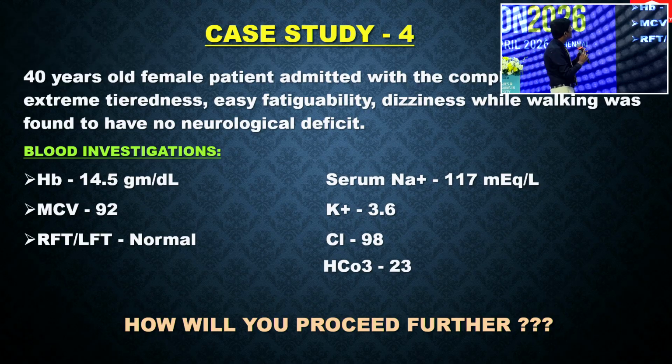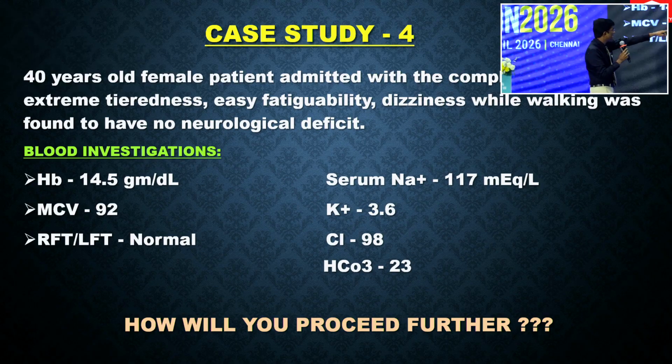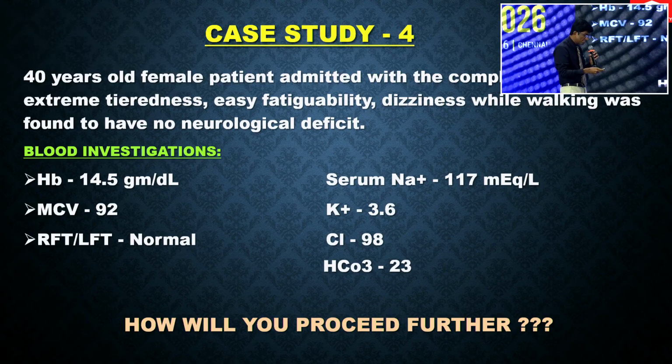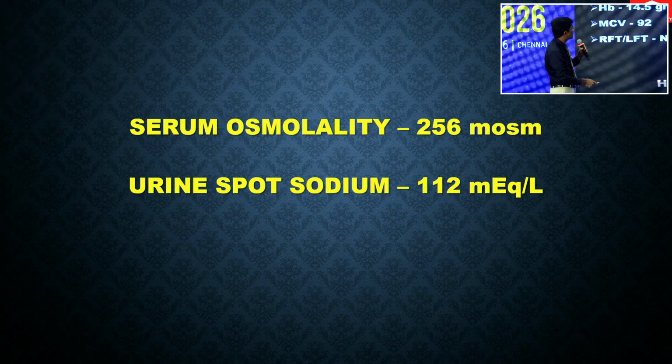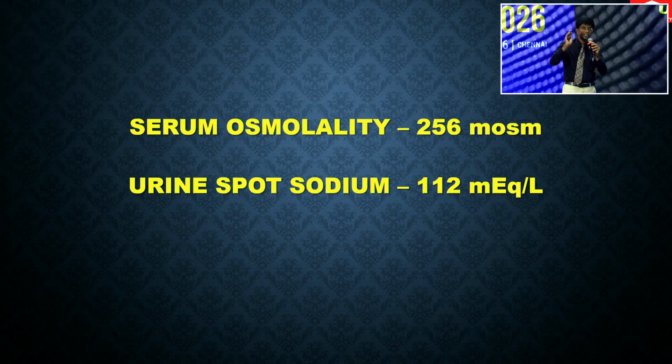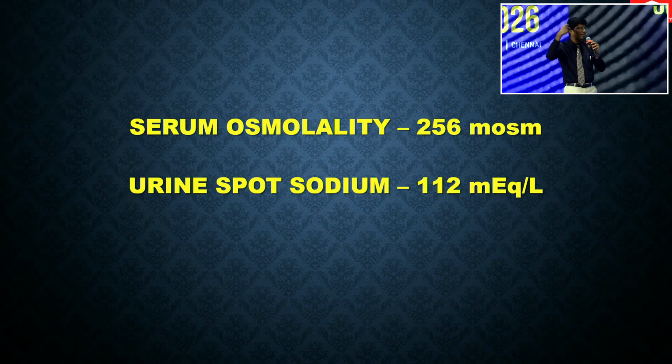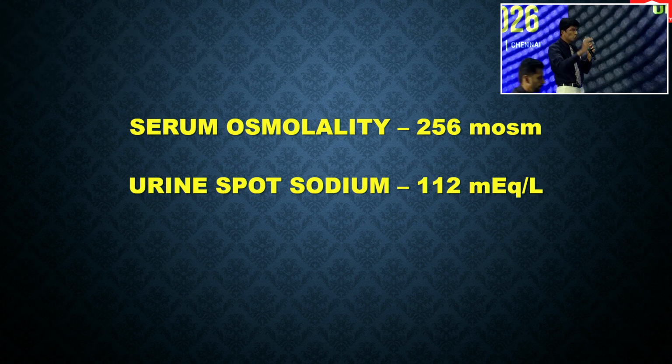So a 40-year-old female patient admitted with complaints of extreme tiredness and easy fatigability. Serum sodium is 117. What is the first investigation? Serum osmolality. Serum osmolality is 256. Whether it is true or false hyponatremia? True hyponatremia. So you can rule out pseudo-hyponatremia: hypertriglyceridemia, hyperparaproteinemia, hyperglycemia, mannitol, so many things. Then do urine spot sodium. Less than 20 means there is hypovolemia.